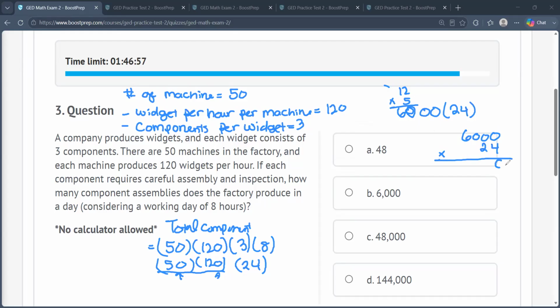It would be 4 times 0 is 0, 4 times 0 is 0, 4 times 0 is 0, 6 times 4 is 24. Placeholder. 2 times 0 is 0, 2 times 0 is 0, 2 times 0 is 0, 6 times 2 is 12. Then 2 plus 2 is 4, and then you have a 1. So the last one is 144,000. Okay, so this is without a calculator, and as you can see, I did it, so that means you can do it as well.